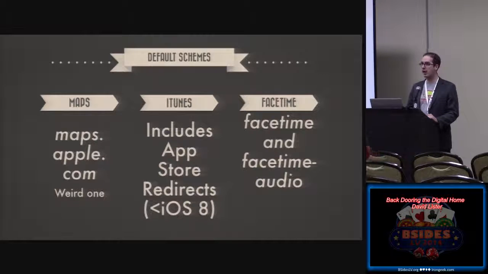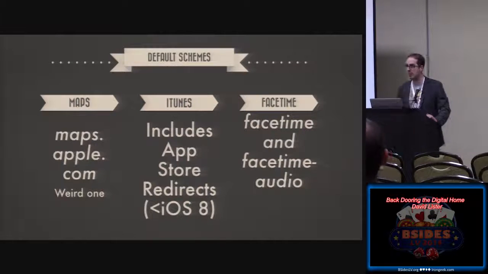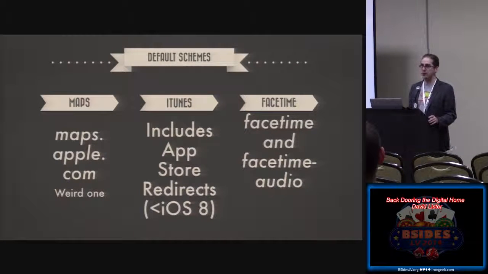iTunes has one. Has anyone ever ended up on a kind of shady looking website that just redirected you to the App Store so you would buy like a crappy Flappy Bird clone or something weird like that? That's what is used for that. They use the iTunes URL scheme to do that, and they do that because they get money from all the purchases that you make on the App Store. And then we got FaceTime, which we will see in more details later on, that can be used for audio and video calls.